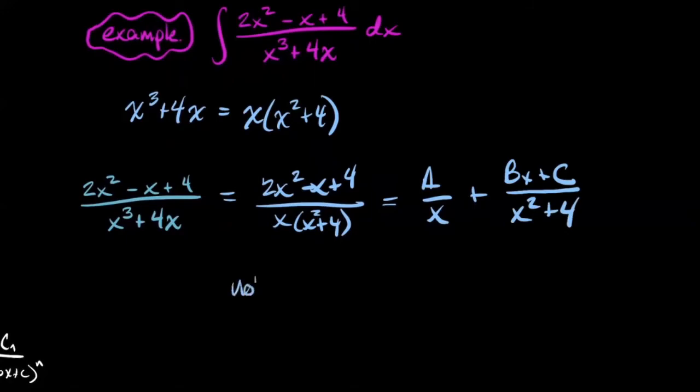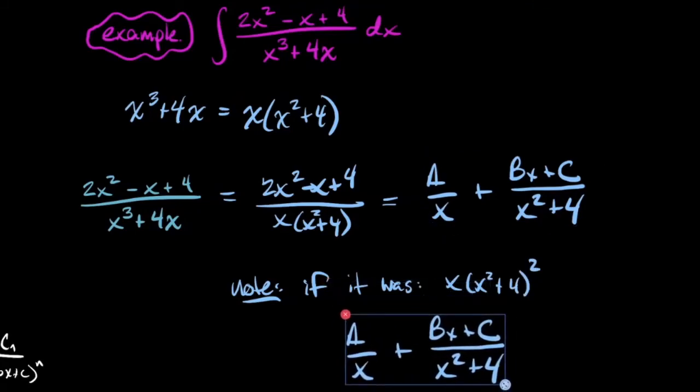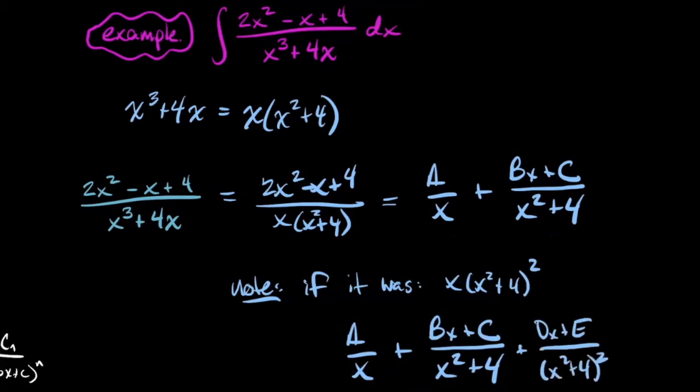And a quick note, if the denominator was x times x squared plus 4 squared, it wouldn't stop there. Then we would actually have this plus dx plus e over x squared plus 4 squared. We'd have that extra term on there.